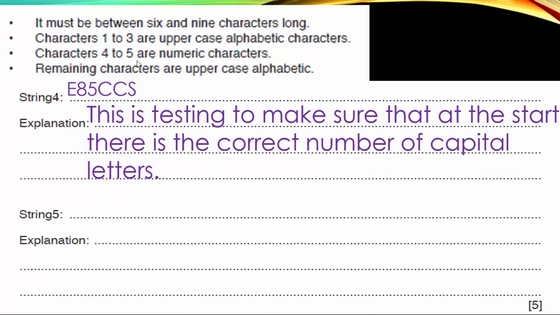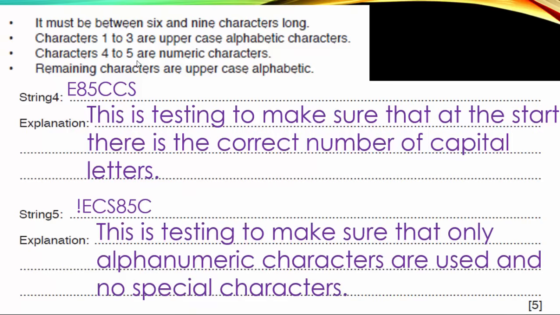And then what I need to do is I can break the last rule. Remaining characters are uppercase alphabetic. I can also test for something that didn't show up in the rules, but that should be implied. Only alphabetic and numeric characters are used. There are no special characters. So if I throw in an exclamation mark, that should come out as false as well, because that's never used. So this is testing to make sure that only alphanumeric characters are used and no special characters.